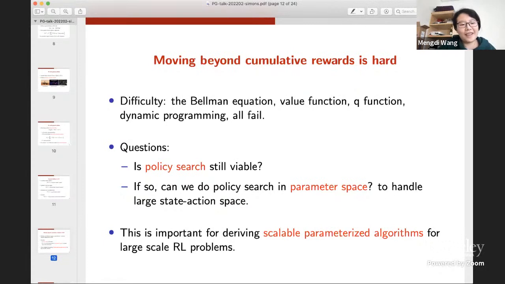So finally, let's return to policy optimization. Since we don't have value-based algorithms, can we still directly optimize over the policy space? Or can we still directly search for the optimal parameter in the policy parameter space? And can we still have algorithms that can be easily implemented?